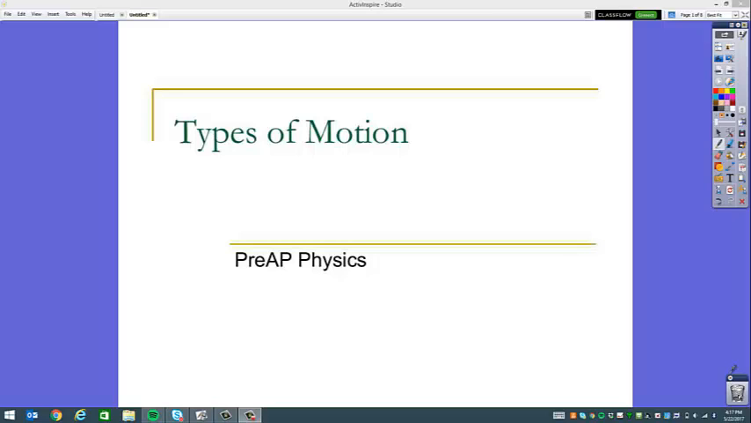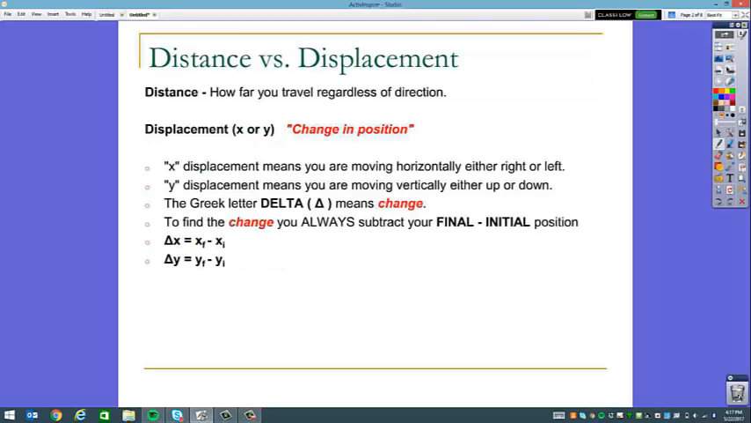So what we're going to look at with different types of motion is how we actually go about describing it. The first way that we describe motion is by distance or displacement. Your distance is how far you travel regardless of the direction. Think of your distance as how many steps you take in a day. If you have a Fitbit or an Apple Watch that tracks how many steps you have in a day, that's looking at your distance. It doesn't care whether you're going north or south. It just keeps adding the steps up and up and up.